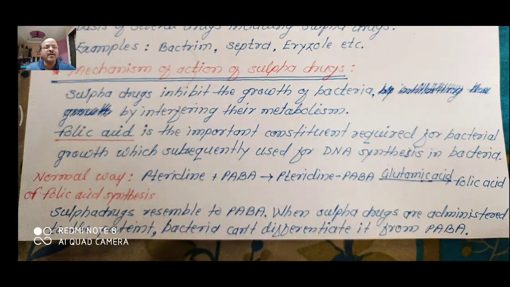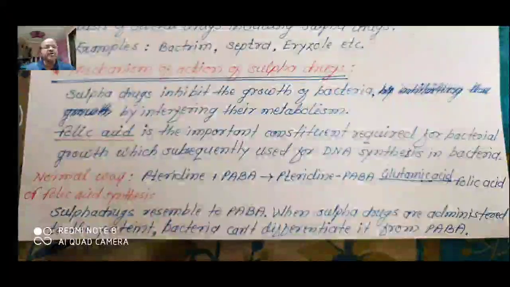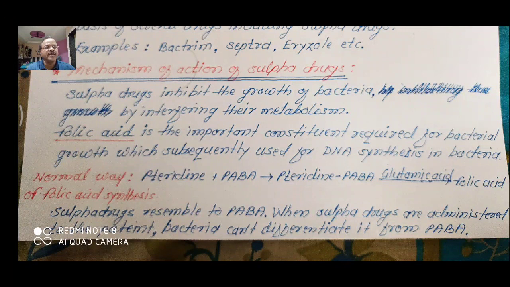So this is the simple, or normal, way for the formation of folic acid. Pteridine plus PABA, para-amino benzoic acid, forms the pteridine PABA complex, which on reaction with glutamic acid forms folic acid.